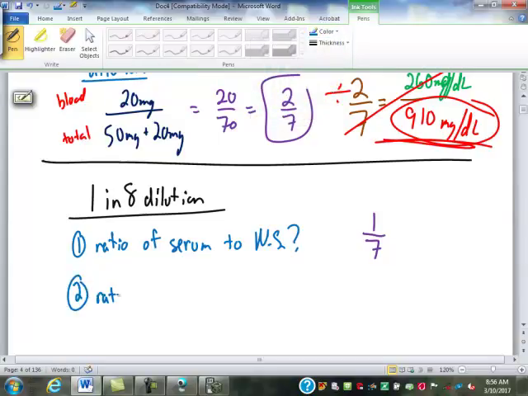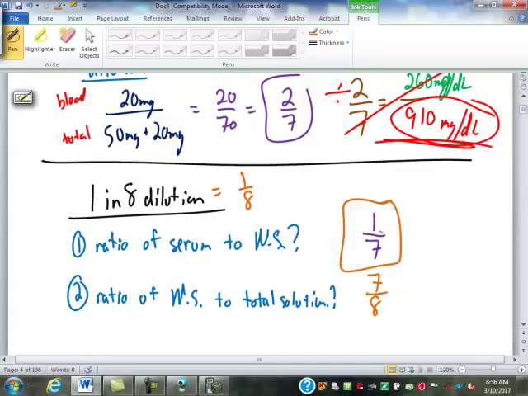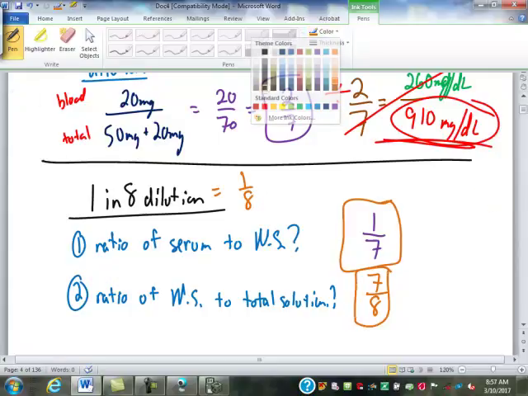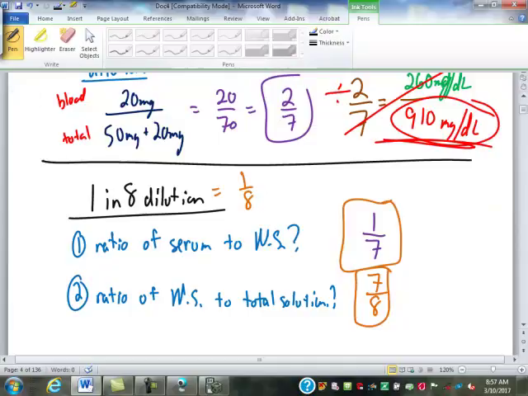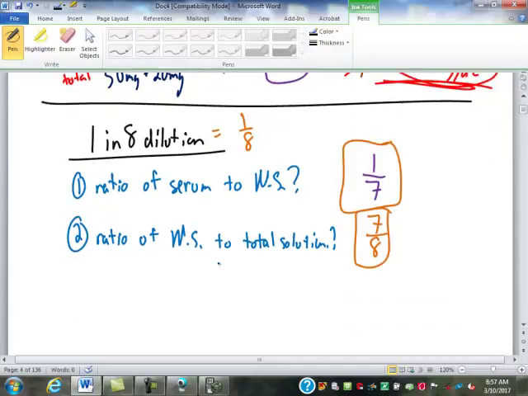What is the ratio of saline to total solution? There you go. 7 to 8. Perfect. So we should be able to look at that and see that dilution ratio of 1 in 8, and see both of these other ratios of serum to saline of 1 to 7, saline to total of 7 to 8. Because depending on the problem, all three of those ratios could come into play. Or I could just give you the dilution and ask for one of the other ratios too. I'm leaving that option open on the test.